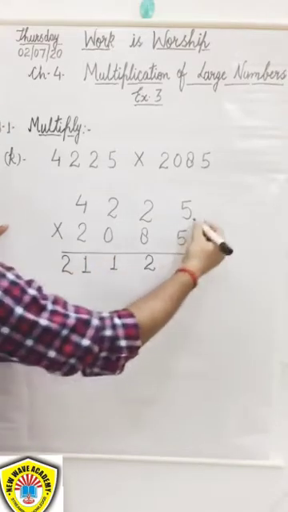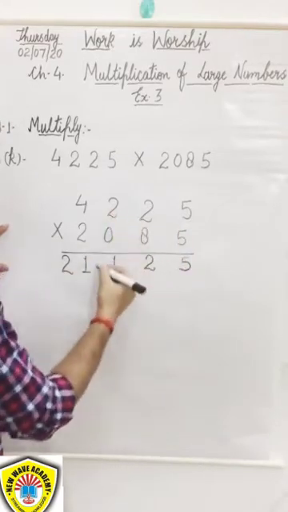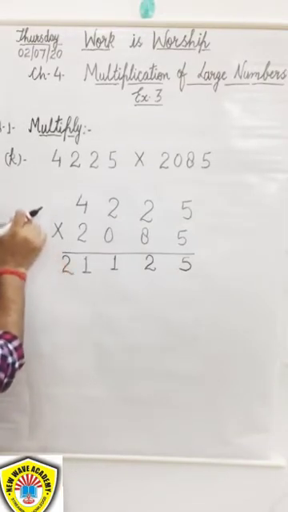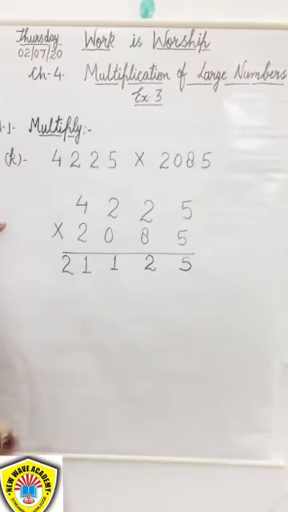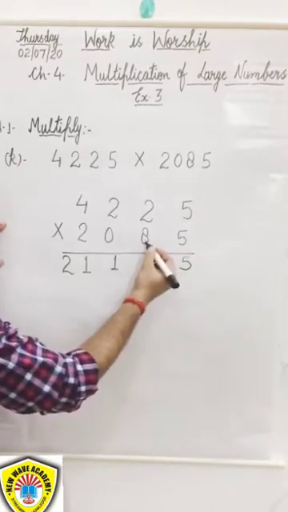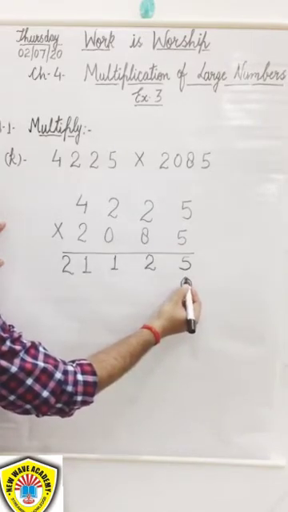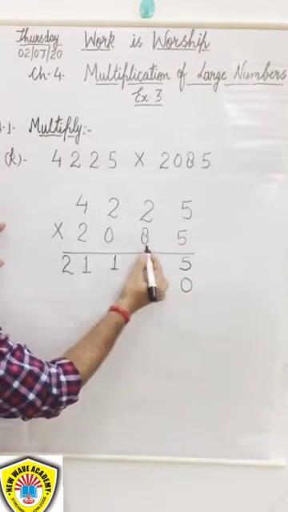Always remember, write the digits below the digits according to the places. Okay, and remember one thing, always leave some space from the margin line for the multiplication. Now come to the next digit, which is 8, and 8 is on the tens place, so we will put a 0 on ones place and we will start from the tens place.